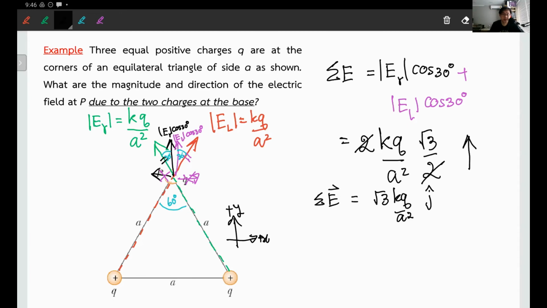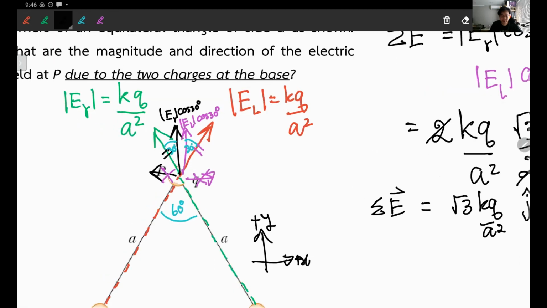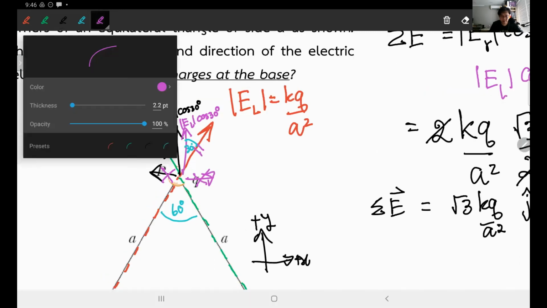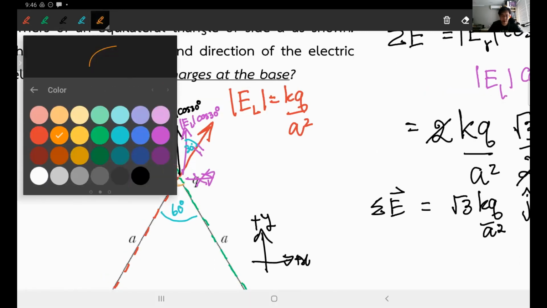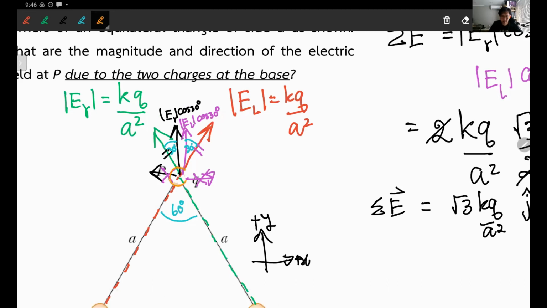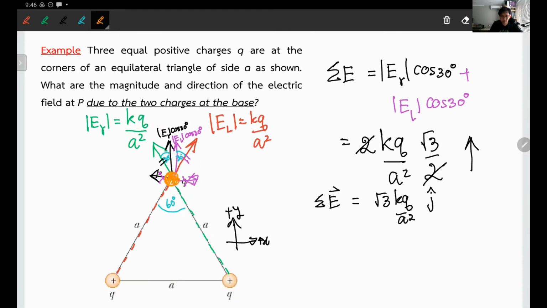Will you be able to answer that? That means if I bring back that charge, the charge that I erased, I'm just going to bring it back, place it here. That's a Q. What will be the force acting on the charge Q at the top of the triangle?